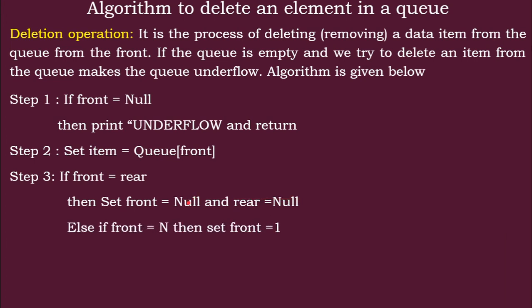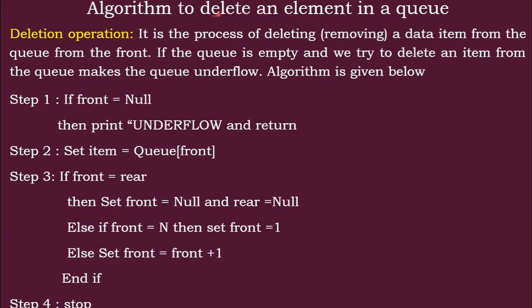Else, if front is equal to n, then set front equal to 1. Now in the case where front is not equal to rear and front is not equal to null, we just check if front is equal to n. That means the front has come to the end of the list, so there is no more space. If that is the case, we set front equal to 1. That means this will go like a cycle. Otherwise, set front equal to front plus 1, that is, increment the pointer to point to the next front position to delete any element afterwards. End of that. And step 4 is to stop the process.